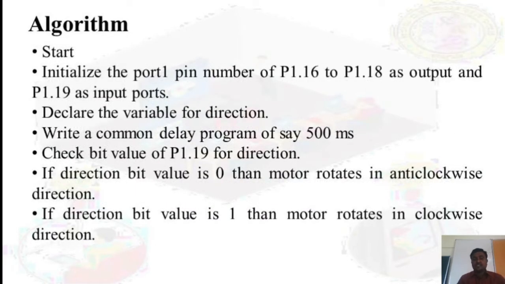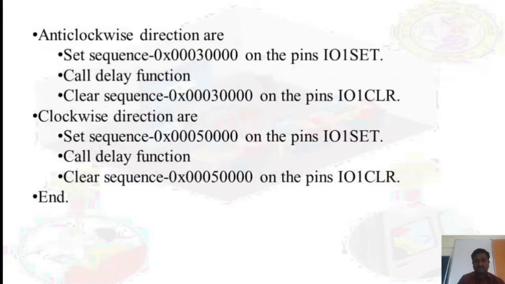The algorithm for this is: start, initialize port 1 pins P1.16 to P1.18 as output and P1.19 as input. Declare the variable for direction. Write a common delay program of, say, 500 milliseconds. Check the bit value of P1.19 for direction. If the direction bit value is 0, the motor rotates in the anti-clockwise direction. If the direction bit value is 1, then the motor rotates in the clockwise direction.